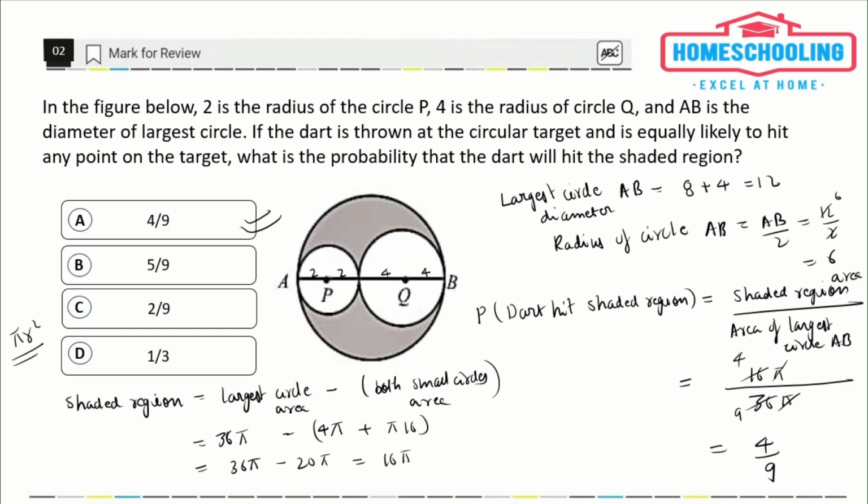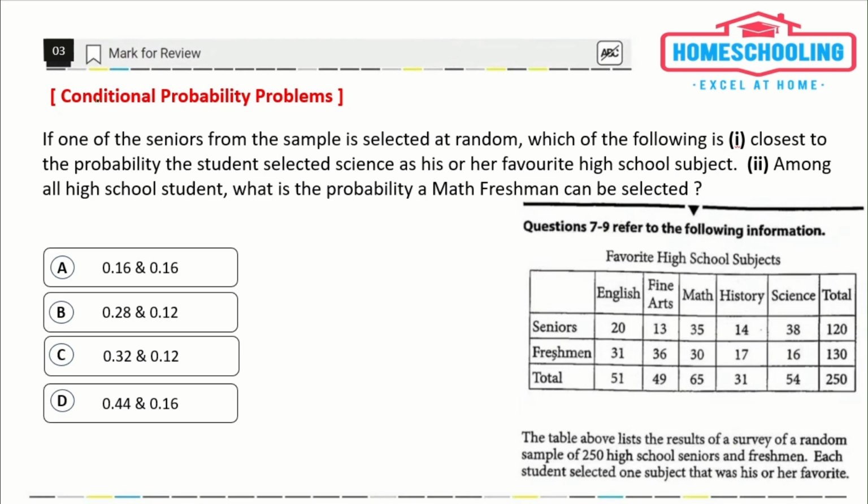Now let's move on to the next type of problem, that is conditional probability. In these types of problems, you are given a condition and you have to find the probability keeping that condition in mind. Now let's take some questions here.